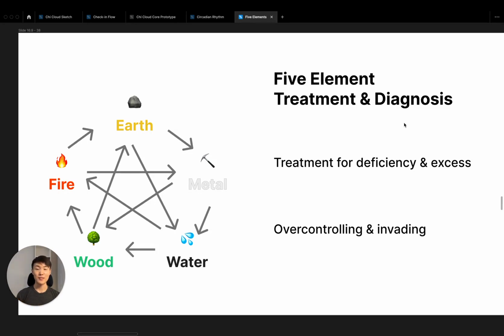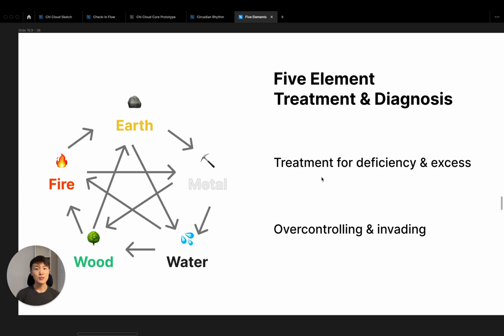In this video, I'm going to go over the 5 elements and the treatment and diagnosis relating to the 5 elements. In the last video, we went over the generation cycle and the controlling cycle. So if you don't know what those are, please go back to the last video and that's where I'll explain those. But if you already know those, we can then go into the treatment and diagnosis implications for the 5 elements. We can understand how we can treat deficiency or excess with the 5 elements, and also what it means when we overcontrol or invade an element because of those deficiencies or excesses.